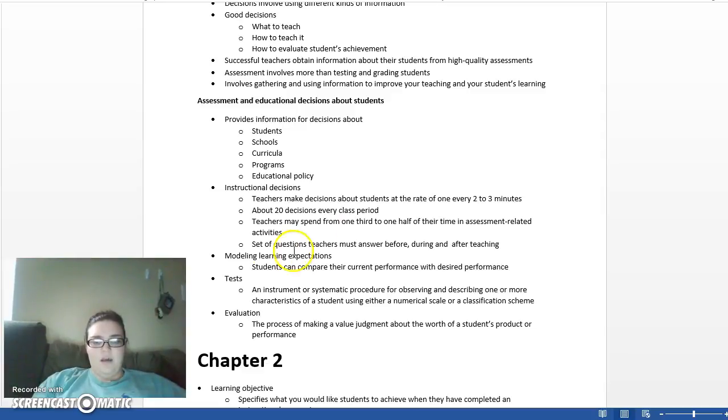And modeling learning expectations. Students can compare their current performance with desired performance. So they can think about how they would like their outcome to be, and then they can set a goal for that. Tests are an instrument or systematic procedure for observing and describing one or more characteristics of a student using either a numerical scale or a classification scheme. That is a big sentence.